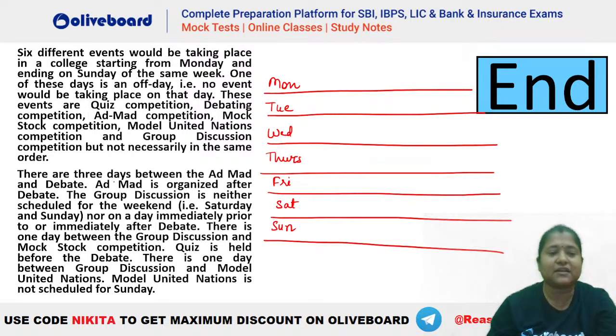Now it is given there are 3 days between Admad and Debate. Admad is after Debate. Also, do we have any other information? It is given the group discussion is neither scheduled for the weekend, that is Saturday or Sunday, nor on a day immediately prior or after Debate. So let's try it out. We do not have anything that is a fixed information here.